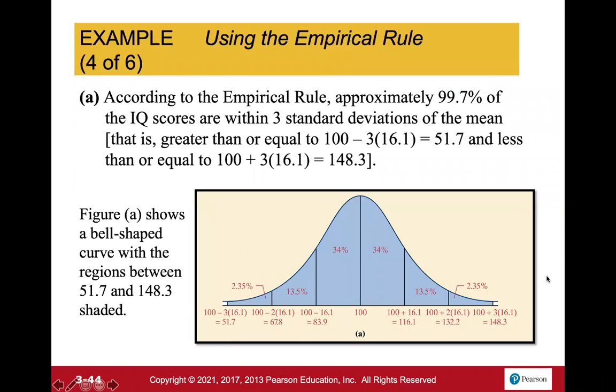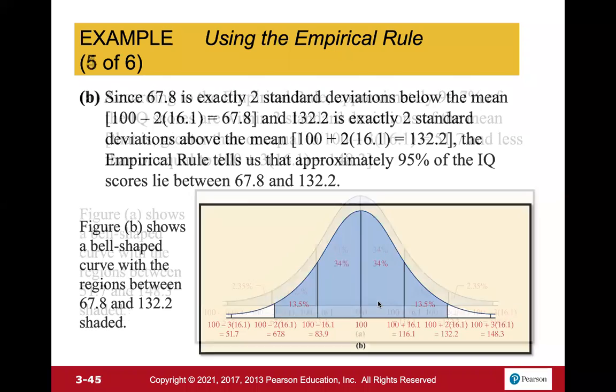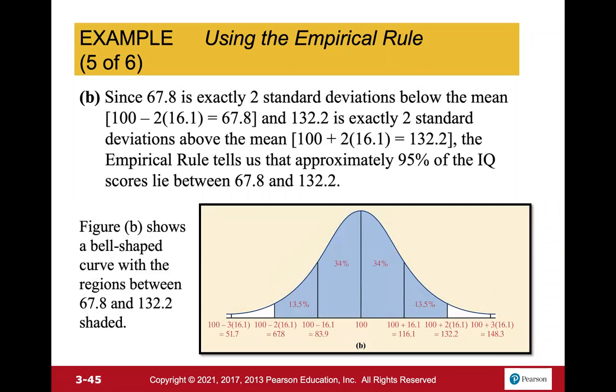And that's what they did right here. So they went out 3 standard deviations to the left, 3 standard deviations to the right. They actually use 16.1 instead of just 16%. So that's why their numbers are just a tiny bit different than mine. But you could do the exact same thing over here.